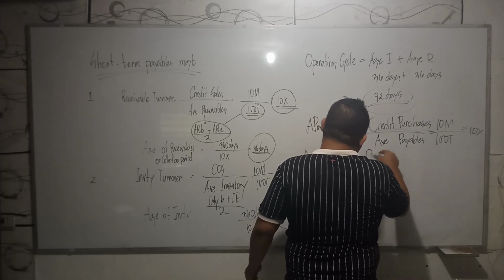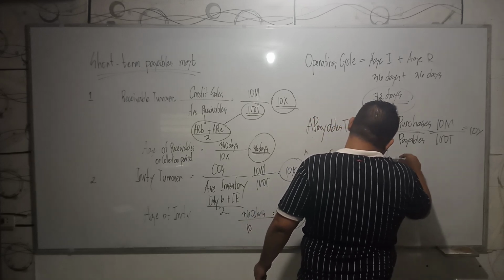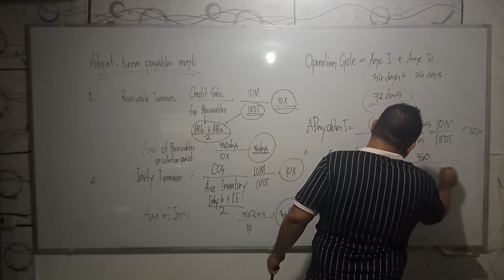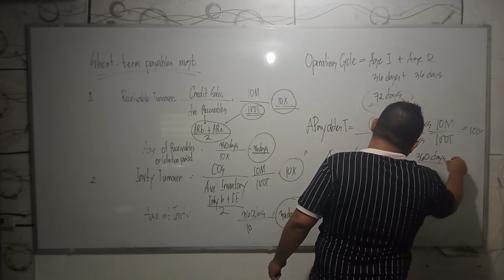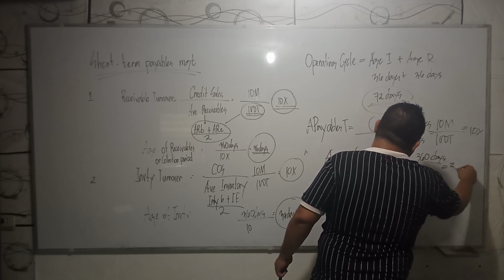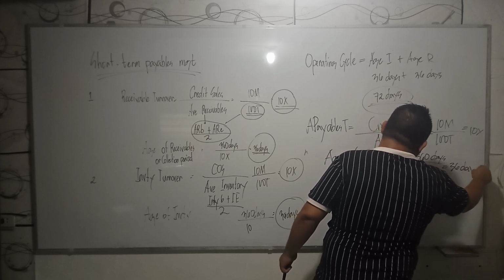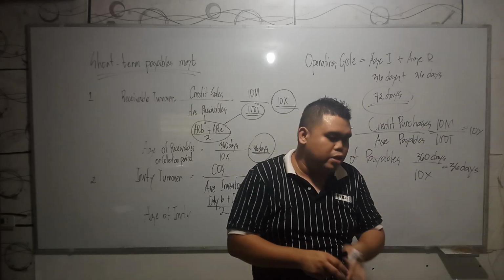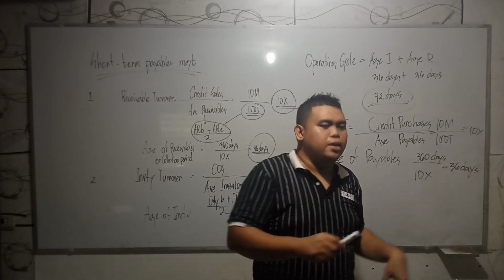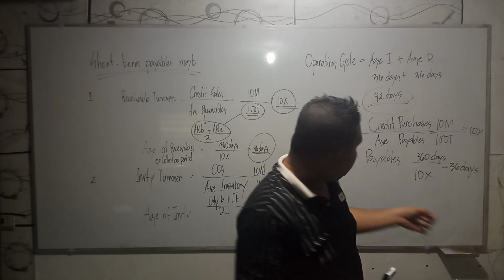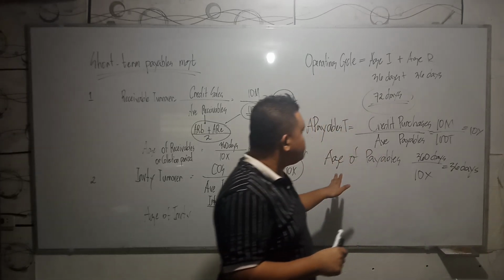So we have also age of payables. Age of payables is the same: number of working days in an operation, 360 days, and then payables turnover of 10 times, we have 36 days. So as I have mentioned, every 36 days, you are paying your debt. You're incurring debt, and then you're paying your debt 36 days after.